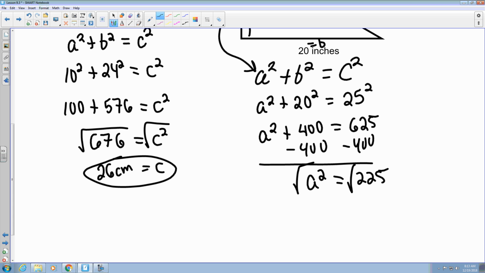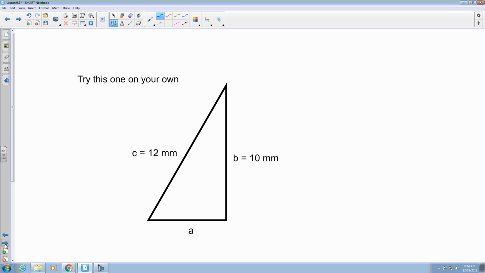Take the square root of both sides, so now the square root of a squared is a, and the square root of 225 is 15, and it was labeled as inches. Okay, and those were both exact answers. We just so happen to have perfect square numbers that we get the square root of, all right? So that made it nice.